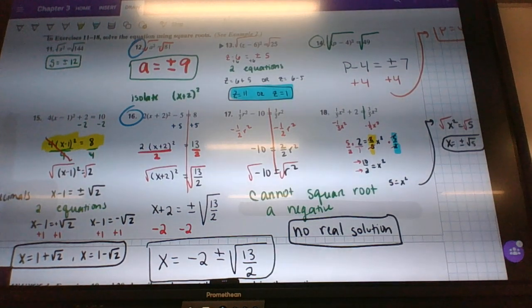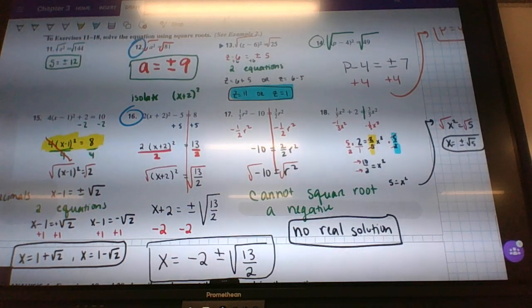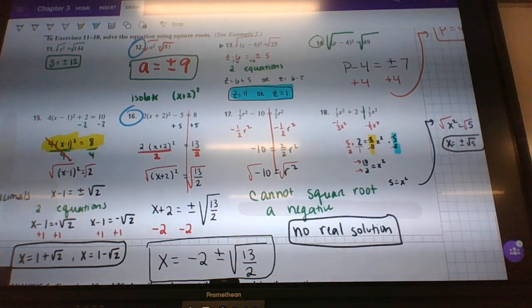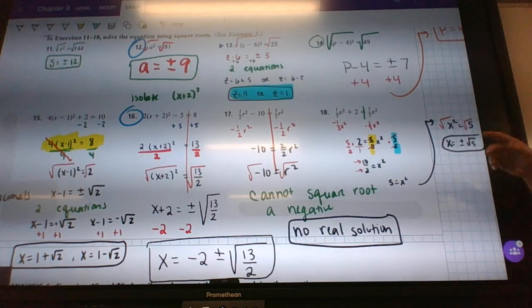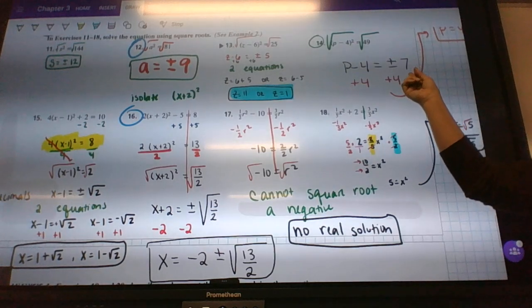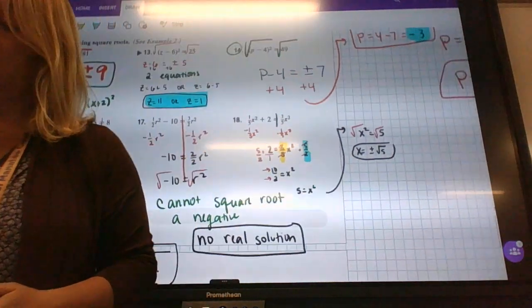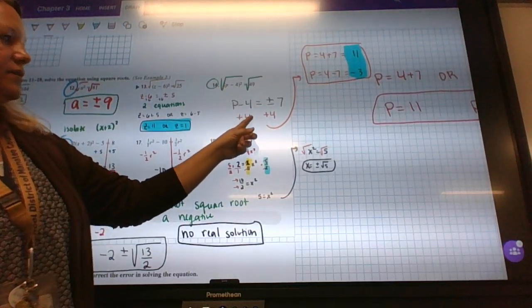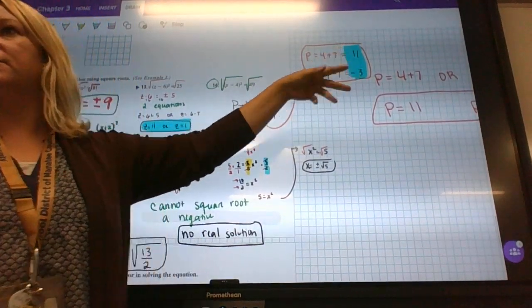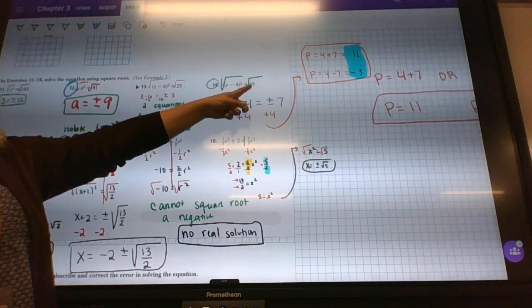Well, good question. If you can square root, like on this one, 49 actually does square root. I was able to make it a regular number without using a decimal. Now I can add the 4, and I can actually do 4 plus 7 and 4 minus 7 and get two regular numbers out.